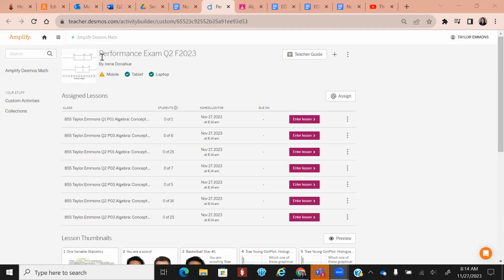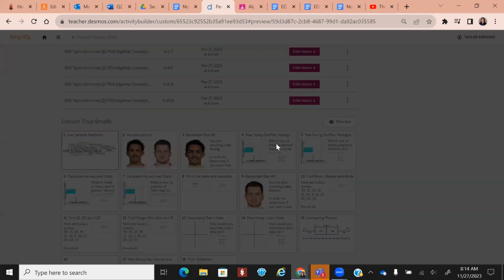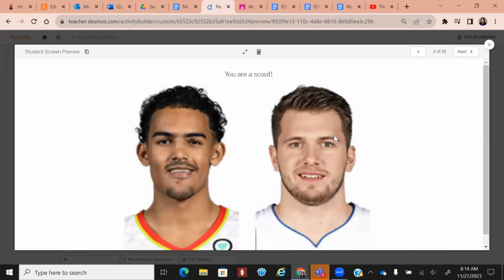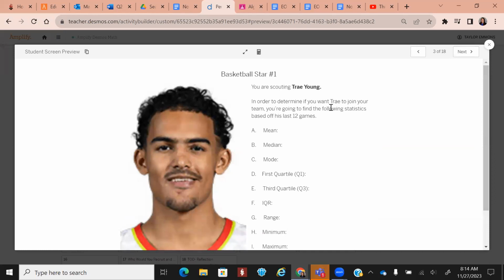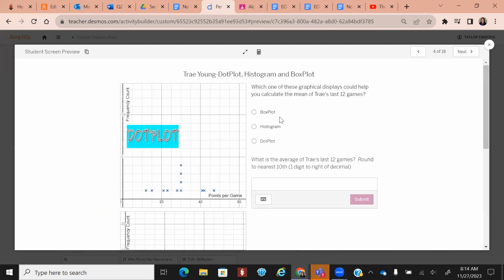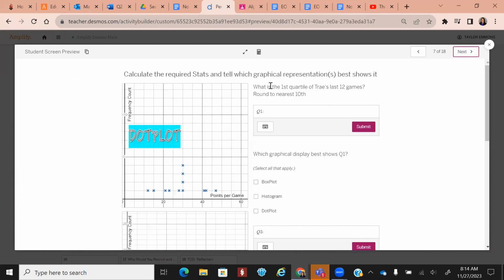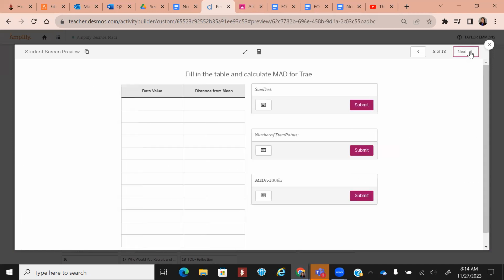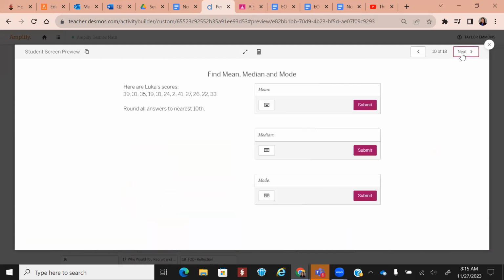Okay, you're going to find the title Performance Exam Quarter 2, Fall 2023. Make sure that you're doing the right one. Basically what you're doing is you are a scout and you're trying to pick somebody for your basketball team. So you're going to find the mean, median, mode, etc. for him, and then you're going to create or answer these kind of questions. You're going to do all slides 1 through 18. You'll follow this all the way along. You'll fill in all this data. You just kind of follow it as it's going along.